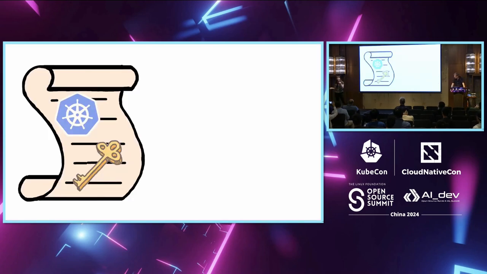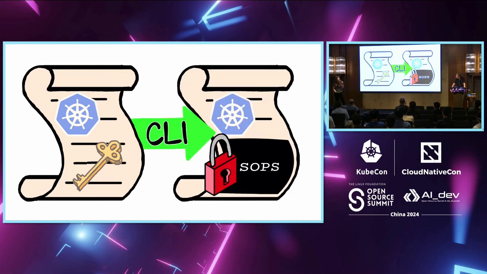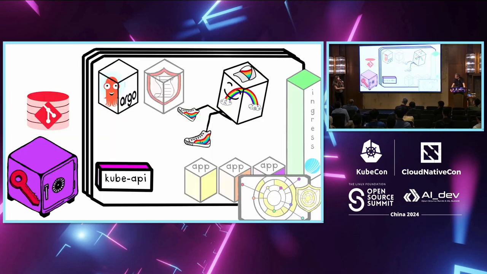So in our situation, we would have a Kubernetes manifest file. We would use the SOPs CLI to encrypt it. And then there's a corresponding decryption key. So whoever we give that decryption key to can read our file, but no one else can. So in our situation, you'll notice the vault now is holding the decryption key. It's not holding the secret.